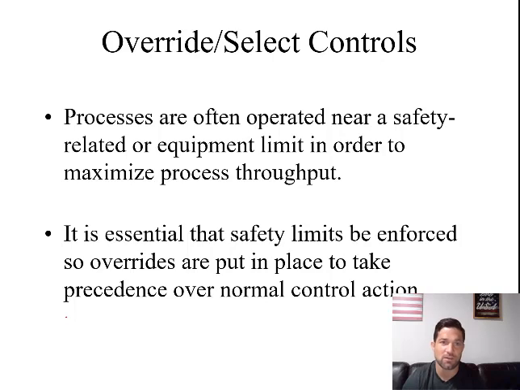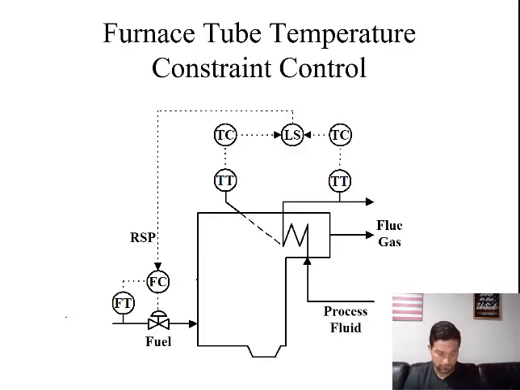When the system gets close to the safety limit, the safety-related or constraint loop takes over and keeps the process from going over the constraint. This is done by having a loop that keeps the process operating at that safety constraint or process constraint. We'll show this by example on the next slide.